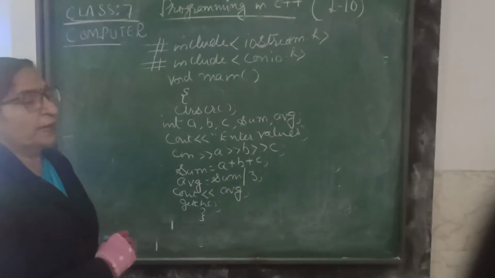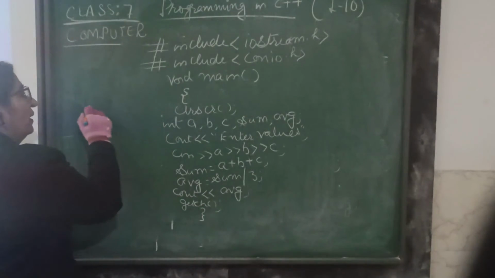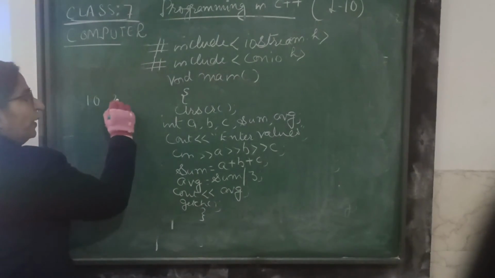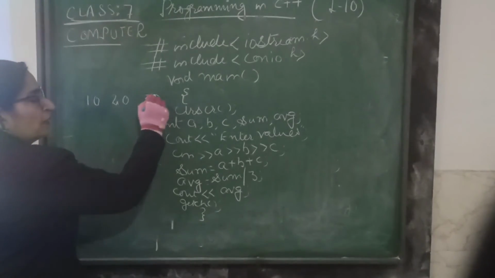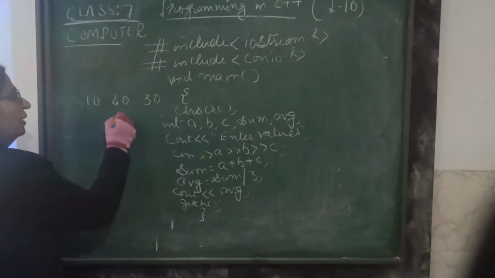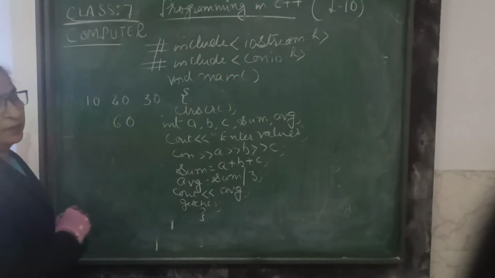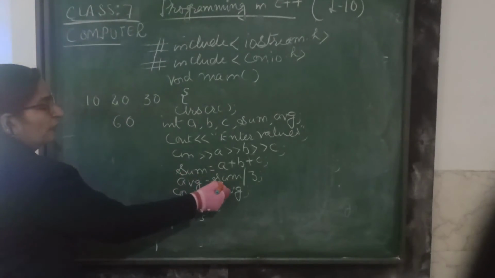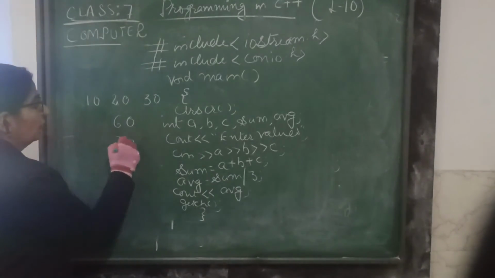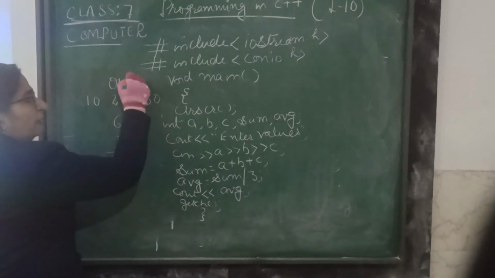Now, when I run this program on screen, I will enter the value of A as 10, B is 20 and C is 30. Now, the computer will find the sum of these 3 numbers, that is 60, and the average is 60 divided by 3, that means 20. Your output will be 20.